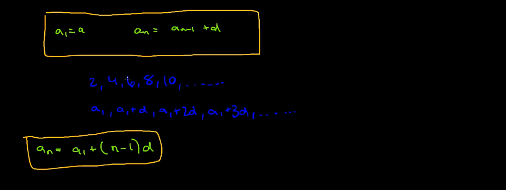So something like this, if I wanted to know what a_3 is, a_(n-1) would be 4, and the difference is 2, so it would be 4 plus 2, which is equal to 6.